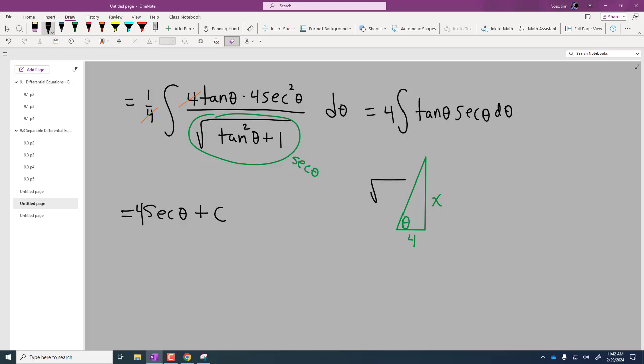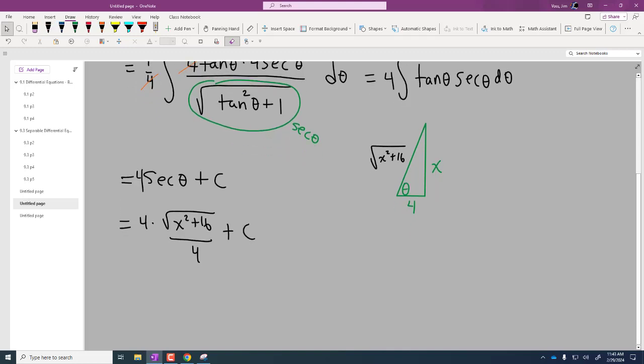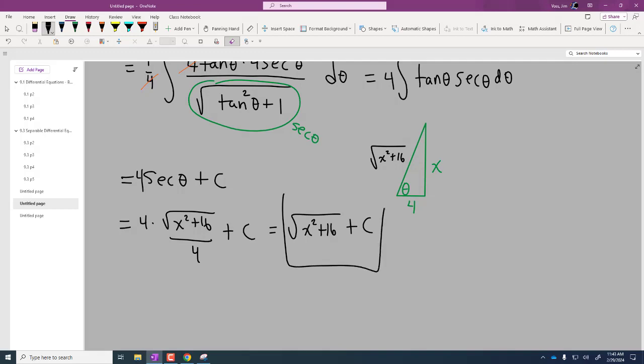And this becomes the square root of x squared plus 16. All right, and then we get 4 times secant of theta. Secant of theta is hypotenuse over adjacent. So we get 4 times the square root of x squared plus 16 divided by 4 plus c. Those 4s cancel, and we get the square root of x squared plus 16 plus c. So that works out pretty nicely.